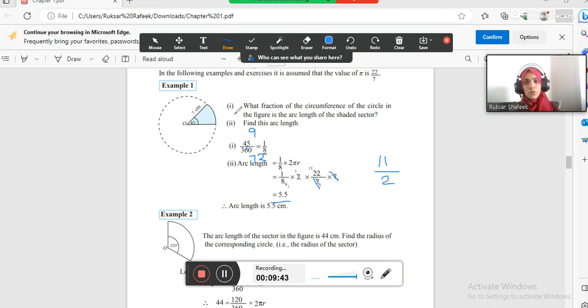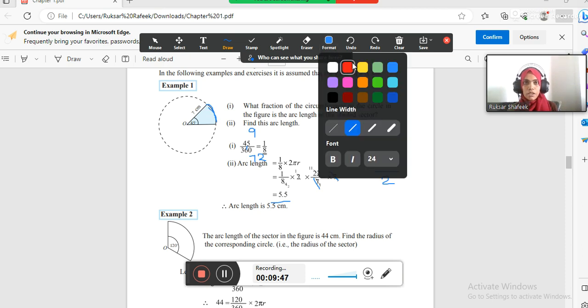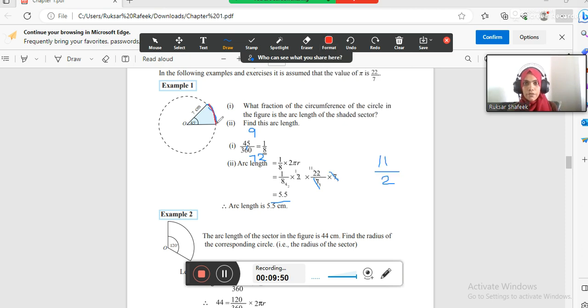If they would have asked you to find the perimeter, now arc length is this particular part. This is 5.5. So this is 7 and this is 7. If they would have asked a question to find the perimeter, this would change to perimeter equals 5.5, add 7 and add another 7, because we have two radii here. So 7 add 7 is 14, 14 add 5.5 would give me 19.5 there. So 19.5 centimeters.